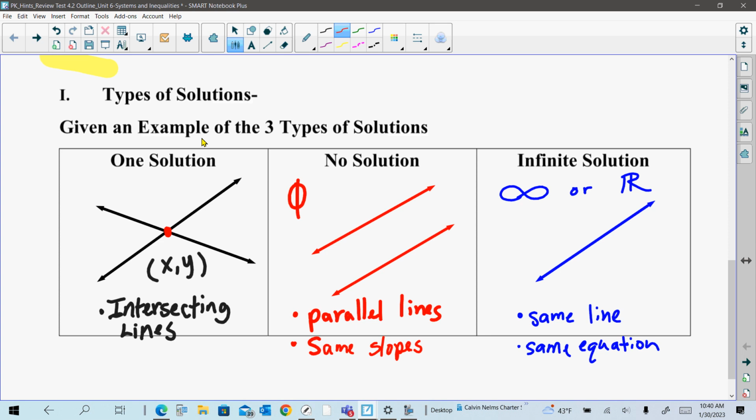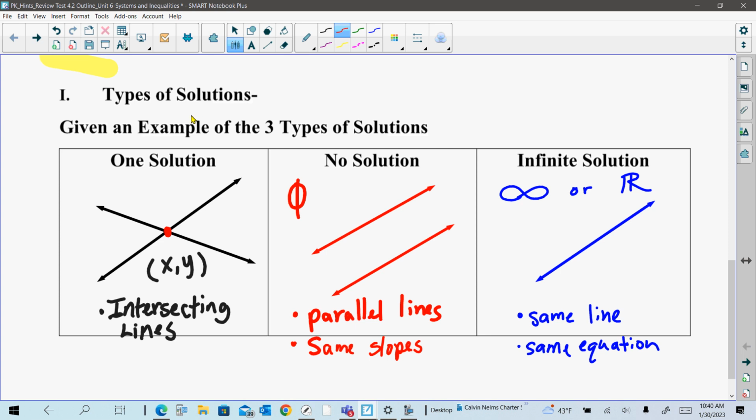So you need to know these by heart or be able to recognize them if I give you an example of each or give you a description of each, and you can tell me what the solution would be: either a point, no point or parallel lines, or the same line.